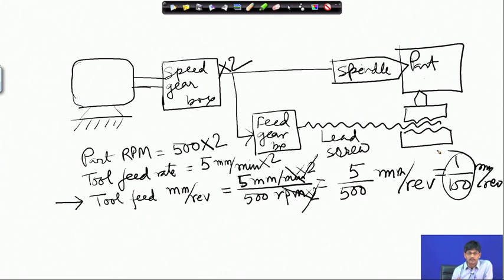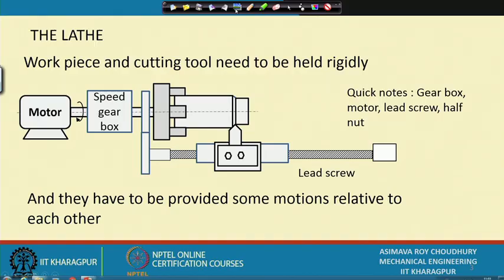So, the speed gearbox is so placed that it does not affect the feed of the tool. And that is why you will find that the bifurcation for power is taken after the speed gearbox. Okay? So, millimeters per revolution being the unit of feed makes it independent of speed gearbox settings. After we have gone through that, let's come back to the original discussion. In the original discussion, so it's understood.